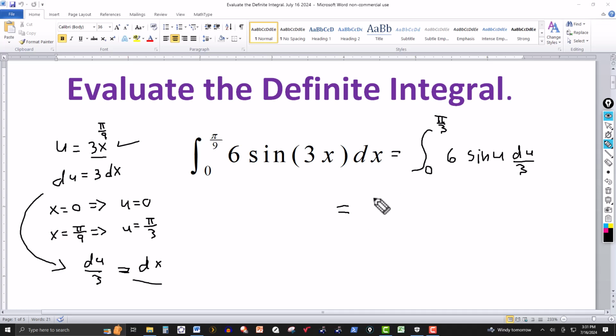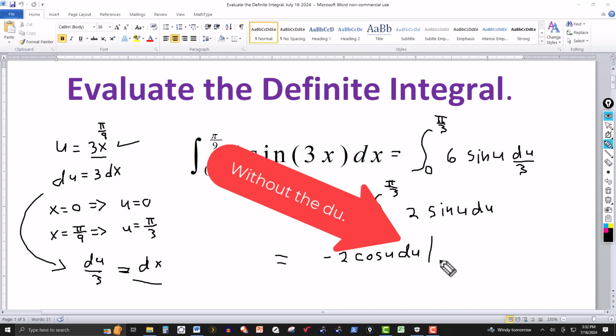And then we do the simplification here. 6 over 3 will give me the 2. So this will be the integral from 0 to pi over 3. 3 into 6 will be 2. This will be 2 here, and this will be sine of u, du. And then we just integrate. The 2 is constant, so we know the integral of sine is minus cosine. And of course you have the 2, so this will be minus 2 cosine of u, and then this is going to be evaluated from 0 to pi over 3.